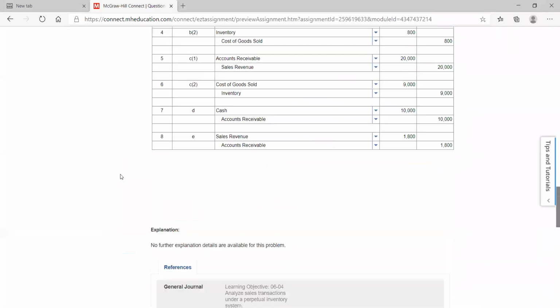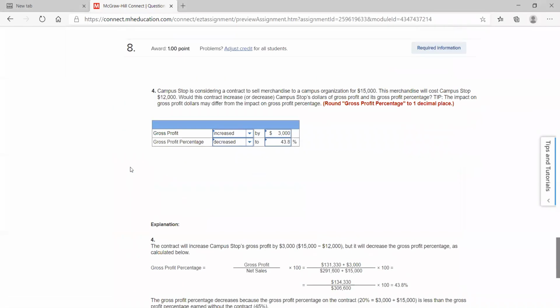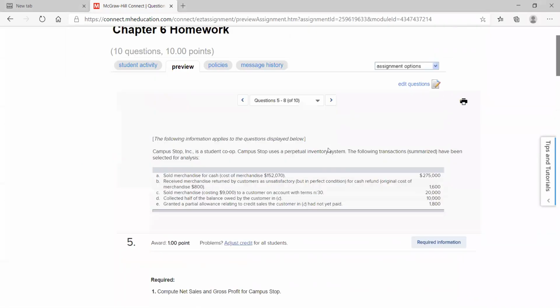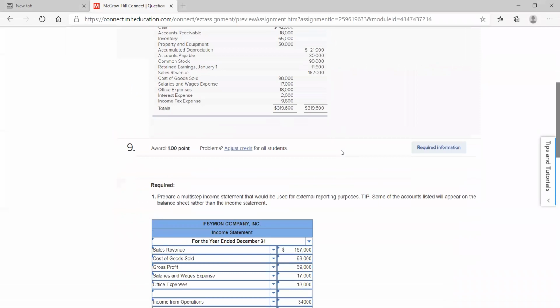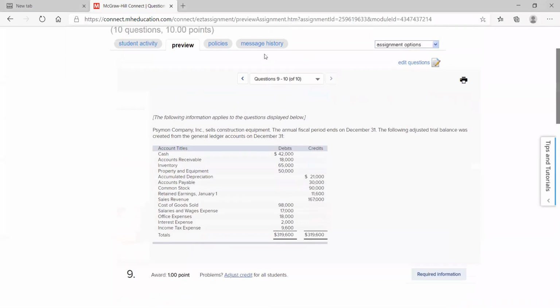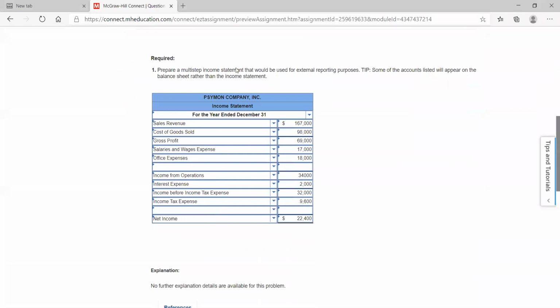All right, and I think that was it. That was question 9 or question 8. And then let's look at the final 2. And again, on this one, they want you to do a multi-step income statement. So they give you all your accounts, and then you just have to plug the correct titles in. And move this down. So here's part 1.